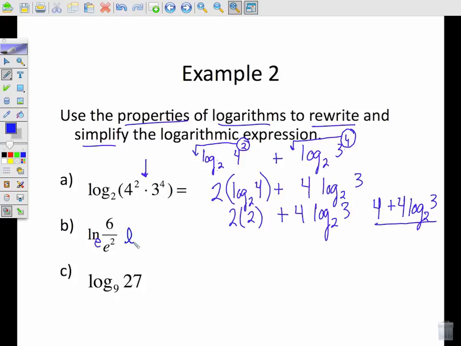And the 6 is being divided by e squared, so you could write it as ln of 6 minus, you're going to change the division to subtraction, ln of e to the second. Well, if your ln is base e, we don't know what ln of 6 is. That's going to be a decimal of some sort. But ln base e of e squared is just 2 because they're inverses of each other. The ln and base e are inverses. So this final result here is ln of 6, you could calculate that and get an approximated decimal, minus 2.